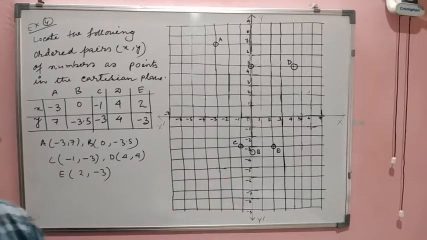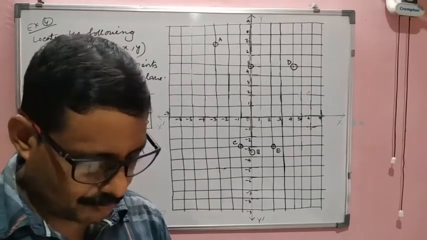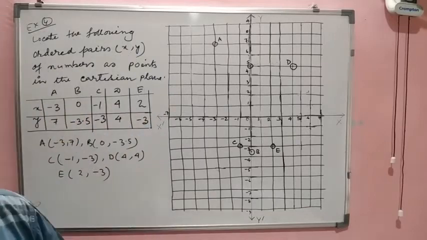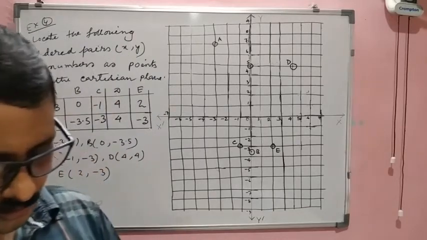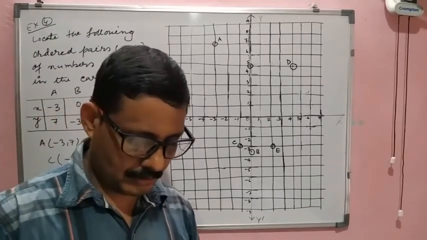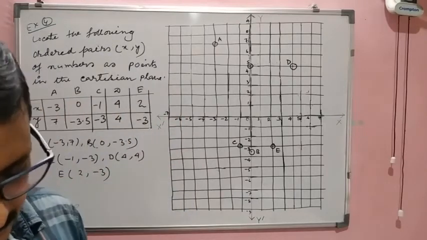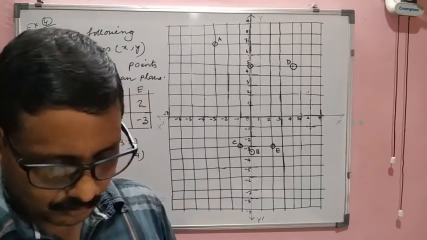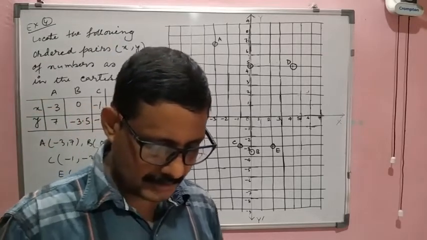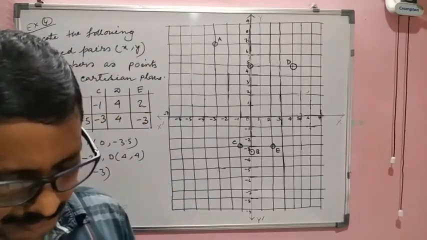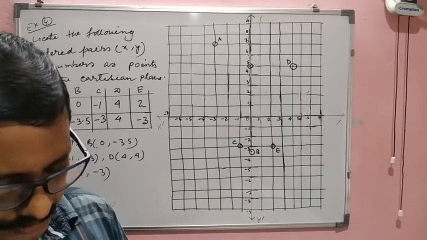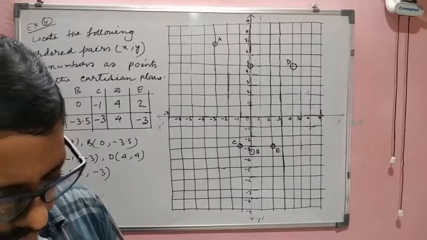Now let us see exercise 3.3 of our textbook. Question number 1: in which quadrant or on which axis does each of the following points lie, and also verify the answer by locating them on the Cartesian plane. So now we see this question.